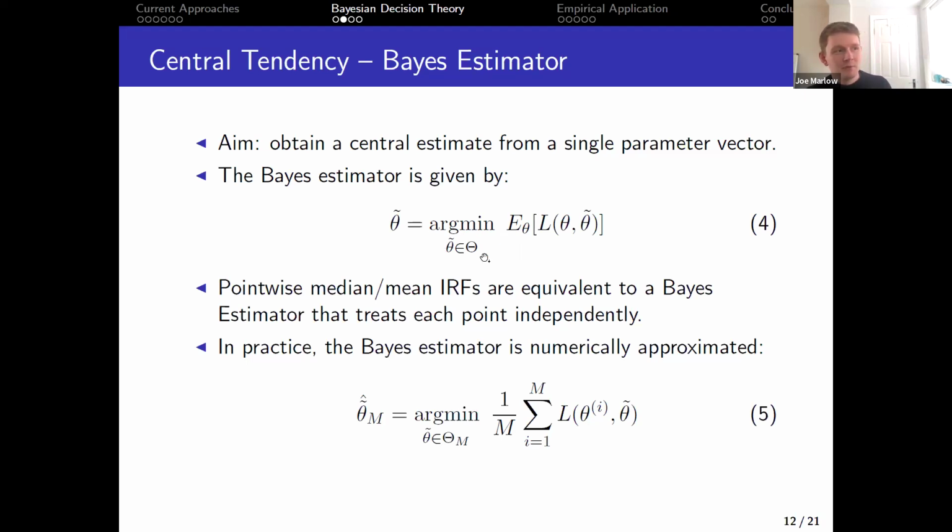So that's really the key difference between the pointwise approaches and this joint approach. And it turns out that if you drop the assumption that you have to pick over the feasible set, and if you pick over individual elements, the Bayes estimator here, which is in equation 4, will actually give you back the vector of medians. So the standard pointwise approach. Obviously, in practice, we have to numerically approximate this. So we take m draws from the posterior distribution, and we take the sample average of these. And as the number of draws goes to infinity, equation 5 will obviously converge to equation 4 by law of large numbers.